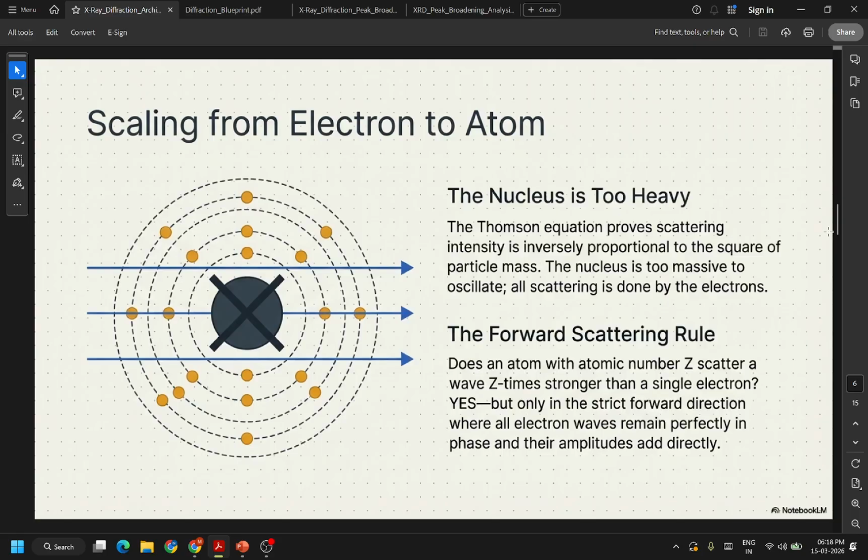So does an atom with atomic number Z scatter a wave Z times stronger than a single electron? That would be yes, but only in the strict forward direction. That is, when all the electron waves remain perfectly in phase and their amplitudes add directly. So only when there is constructive interference, only at that time the resulting scattering wave will have Z times stronger intensity.